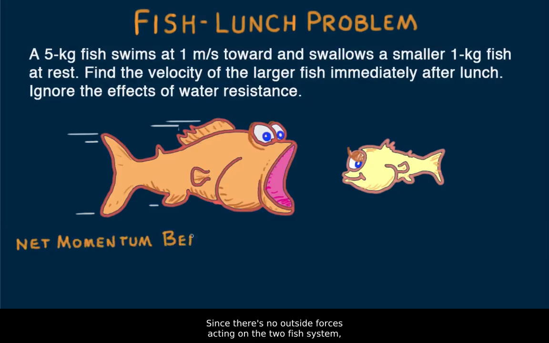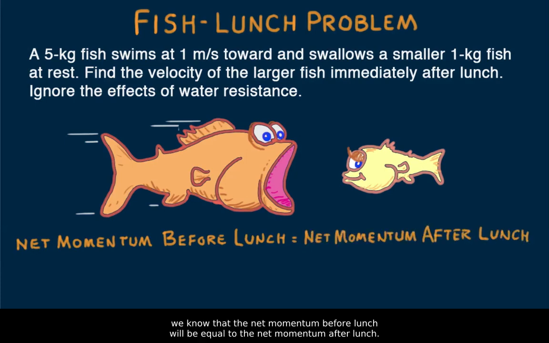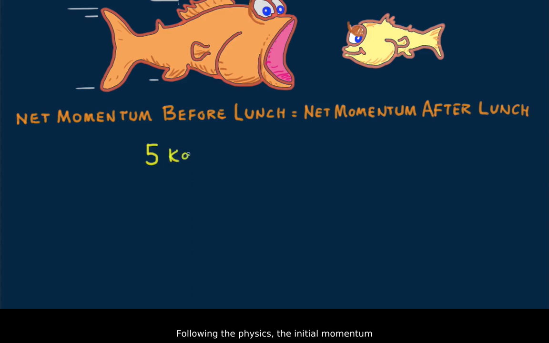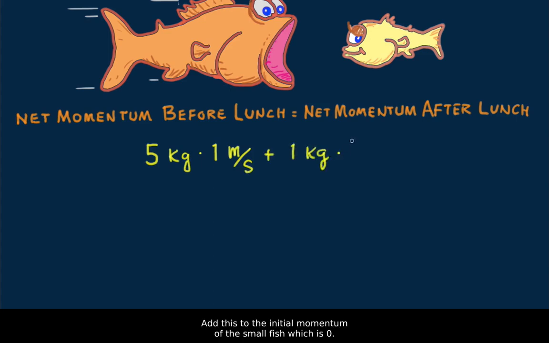Since there's no outside forces acting on the two-fish system, we know that the net momentum before lunch will be equal to the net momentum after lunch. Following the physics, the initial momentum of the large fish is 5 kilograms times 1 meter per second. Add this to the initial momentum of the small fish, which is 0.